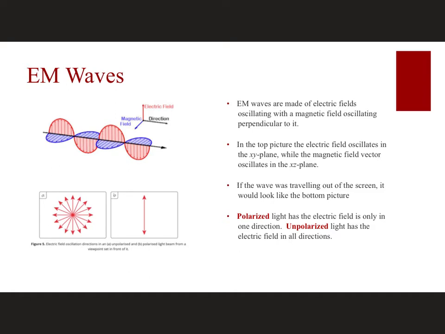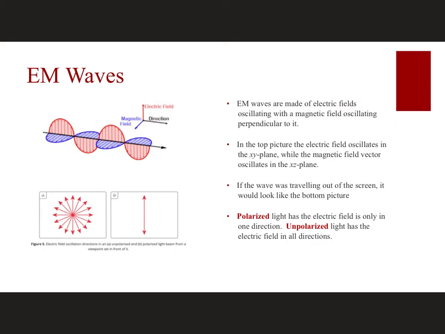Now, if I was to look down this direction of the wave, and it's just normal light given off from the sun or a light bulb, it would actually look like this picture right here. That electric field can be in any random direction as it's coming towards me. That's what we call unpolarized light.